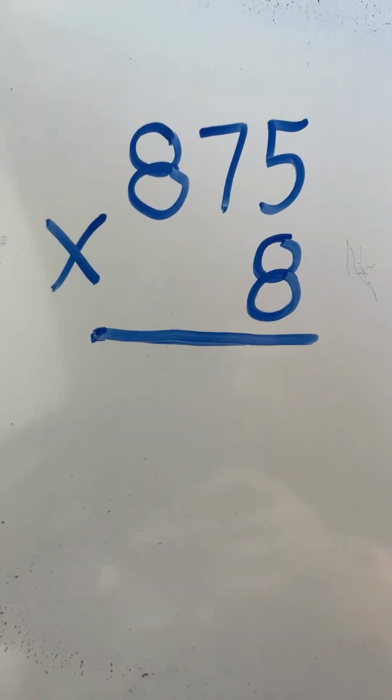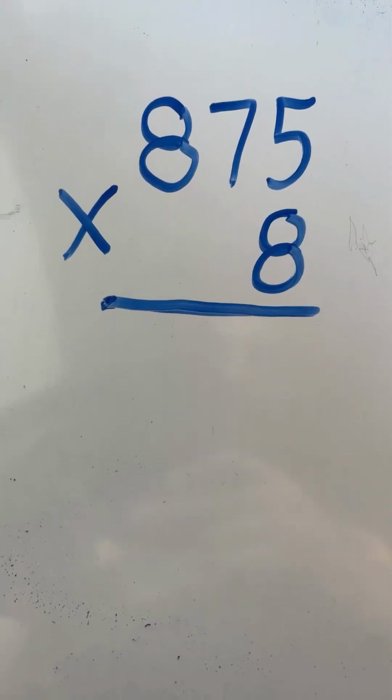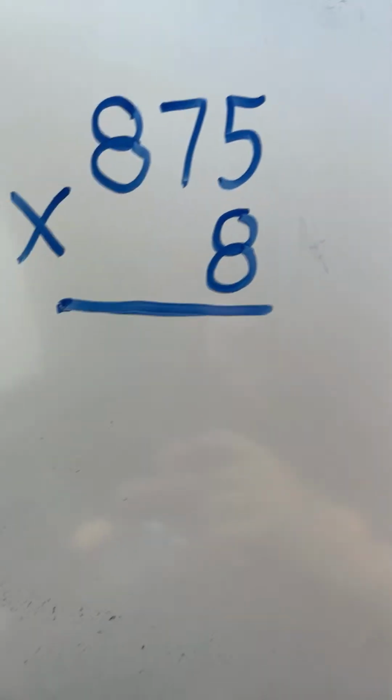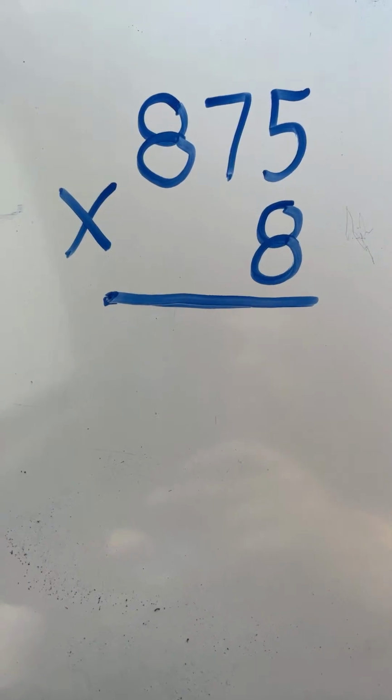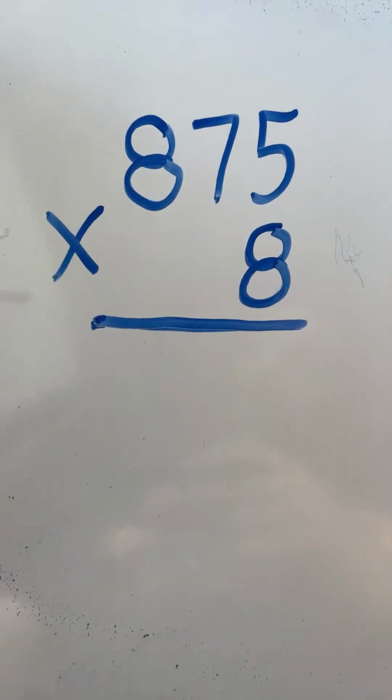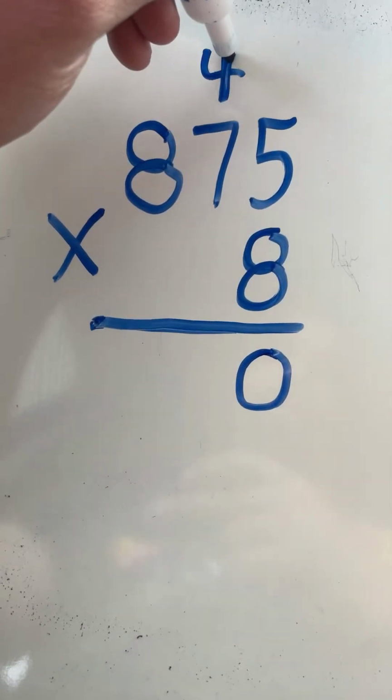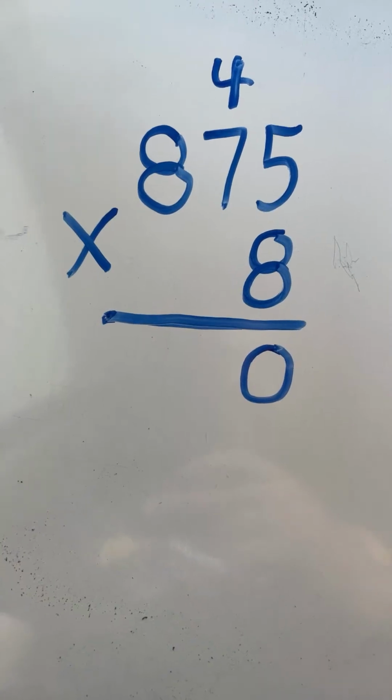All right, next example problem, 875 times 8. So we're going to start in the ones place by multiplying 5 times 8. 5 times 8 equals 40. We regroup anytime the product is 10 or more. So the 0 in 40 goes in the ones place. The 4 in 40 gets carried over to the tens place.